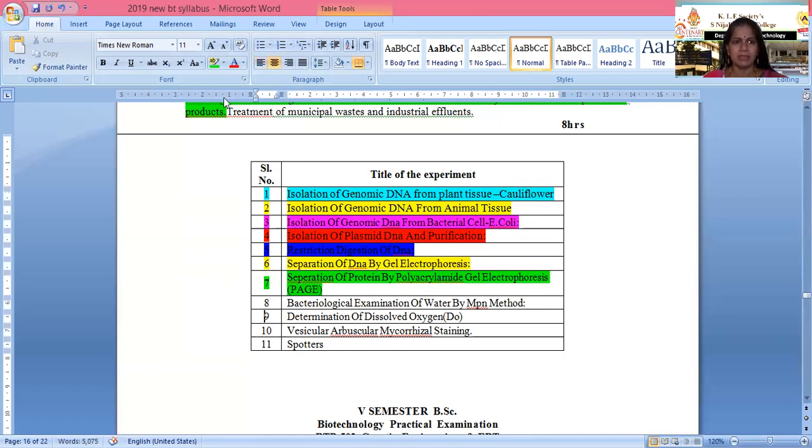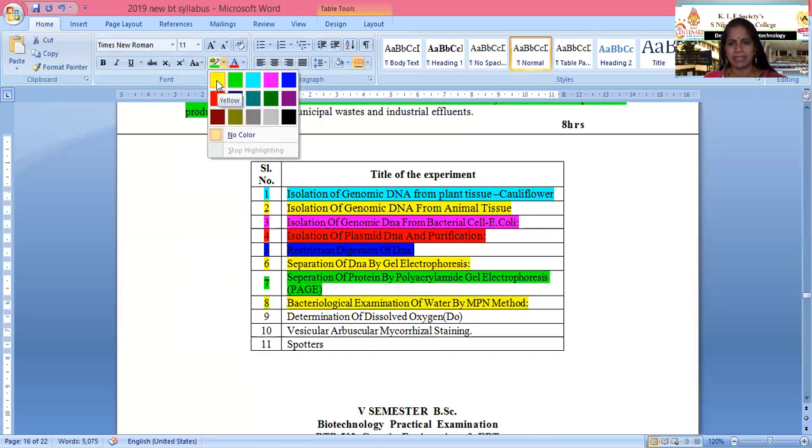Okay, next one is serial number 8. Experiment number 8 is bacterial examination of water by MPN method. Again here this MPN must be compulsory. Capital letters MPN, that is most probable number method. This experiment is also quite interesting. When you perform, you will understand this particular experiment. It is related to water analysis, contaminated water analysis, fecal contamination analysis.